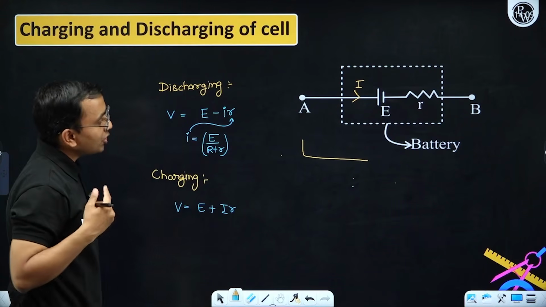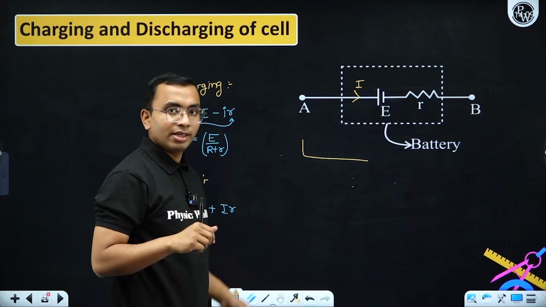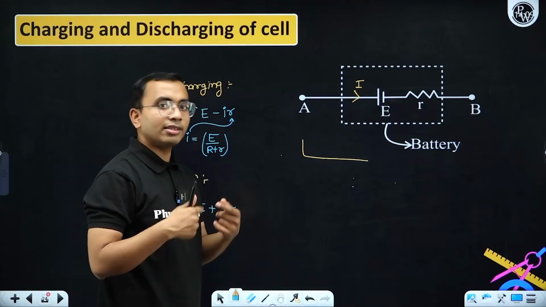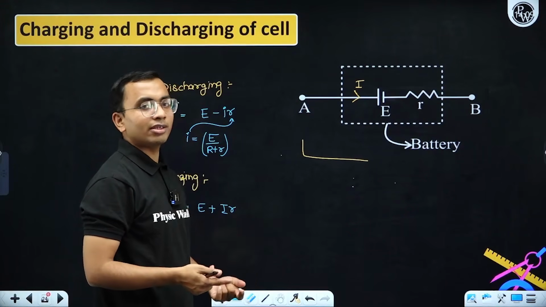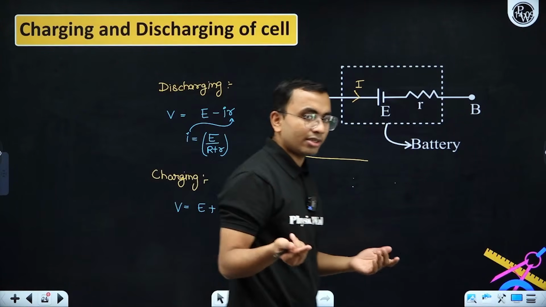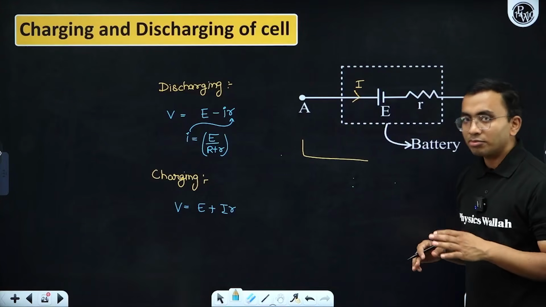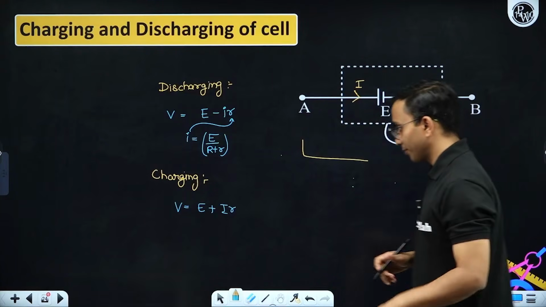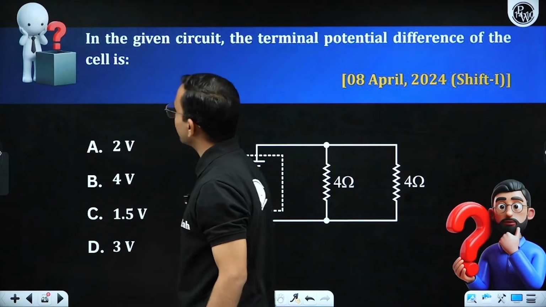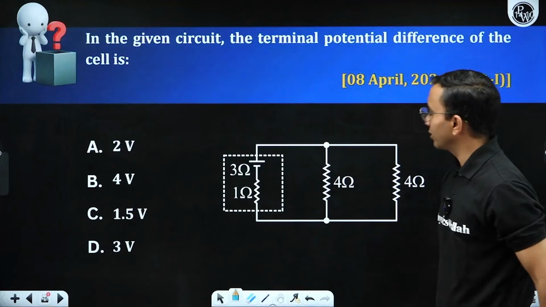So in the charging case, the terminal potential is greater than the EMF of the battery. When the battery is charging, terminal potential is greater. When the battery is discharging, the terminal potential is lesser. Let us do some questions.